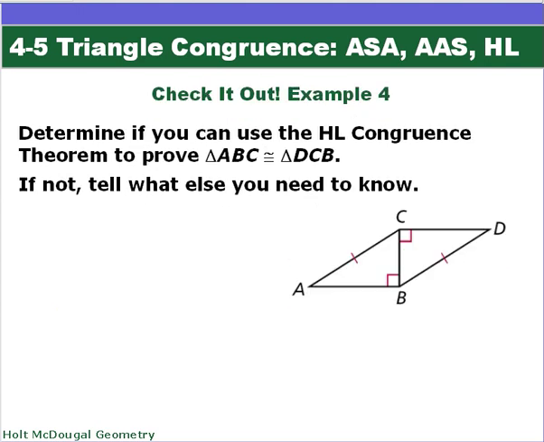All right, so here's your check it out example. You will look at these two triangles, ABC and DCB, and see if you can use hypotenuse leg to prove that they're congruent.